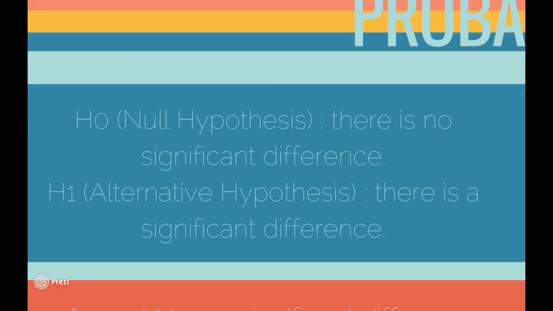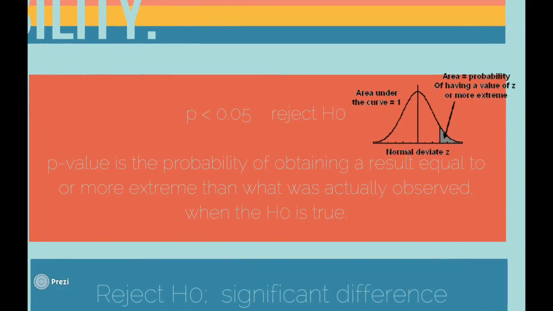If the p-value is less than 0.05, we statistically agree that there is a significant difference and hence reject the null hypothesis. Sounds a bit confusing? Hang on! So what is the p-value? The p-value is the probability of obtaining a result equal to or more extreme than what was actually observed when the null hypothesis is true.